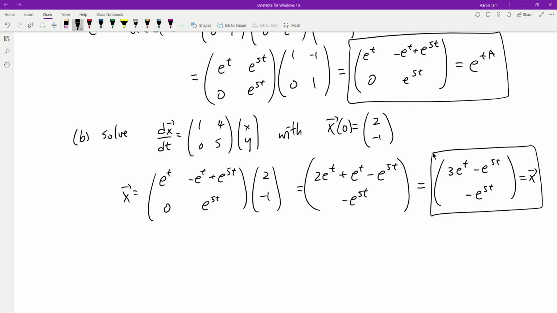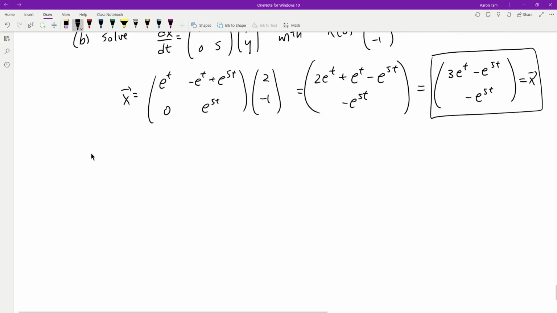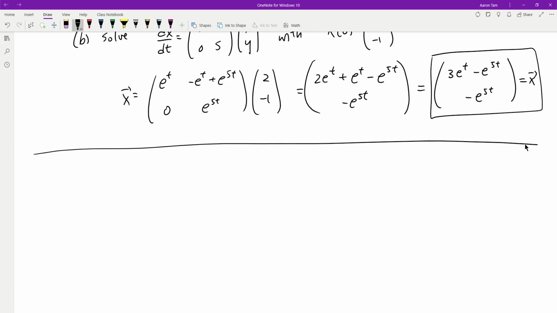All right. We probably have time for one more example, so let's do one more. So let's try this one. Let's say we're going to do the following. I'm going to say let A equal 5, negative 3, 1, 1. I'm going to do the same thing. I'm going to ask you to find e to the tA using this formula.